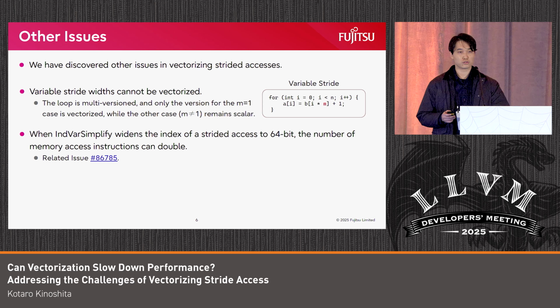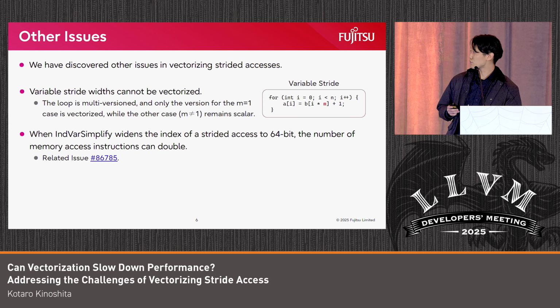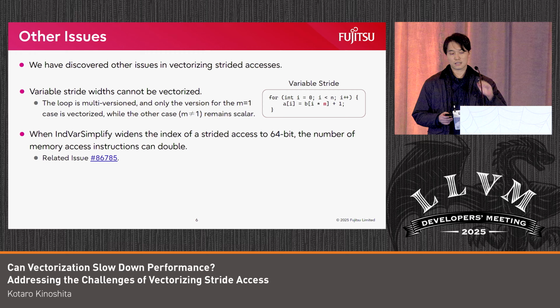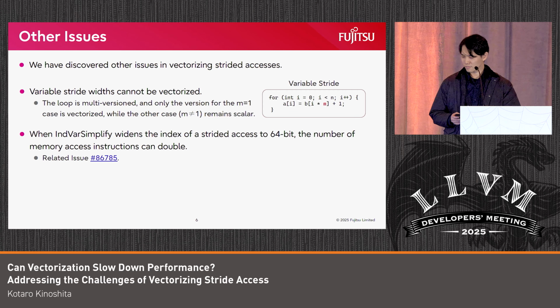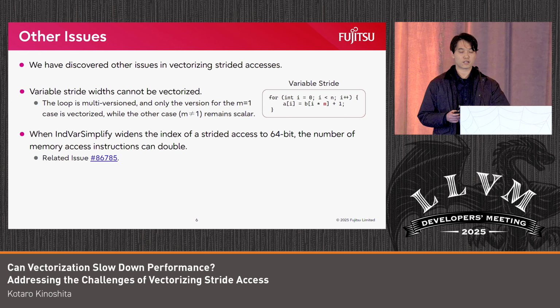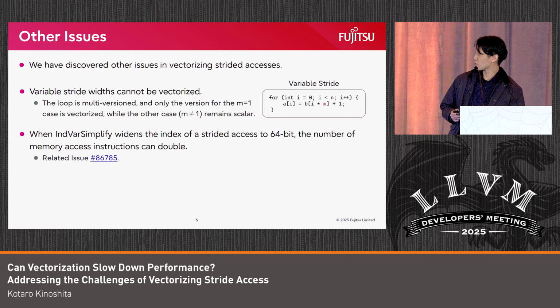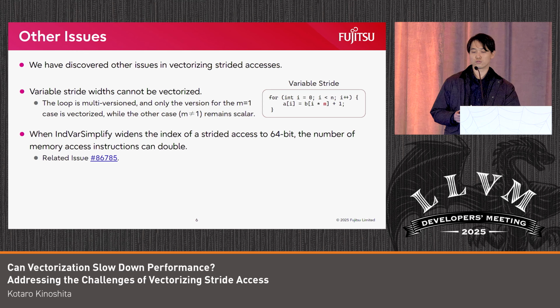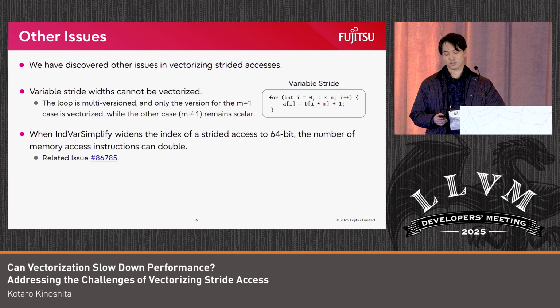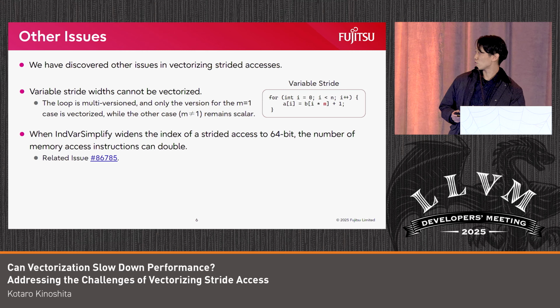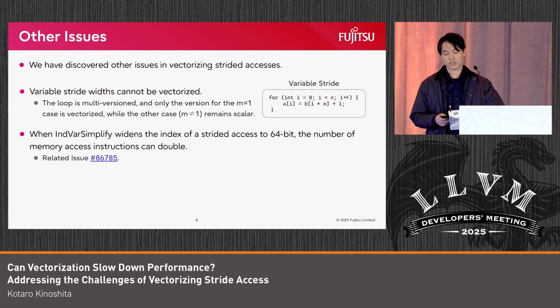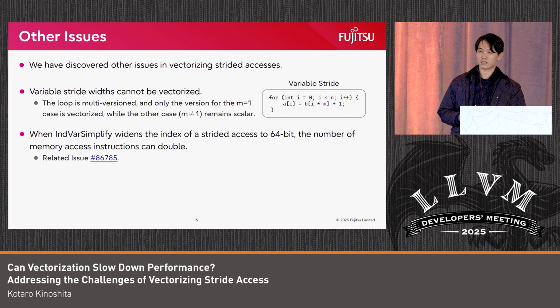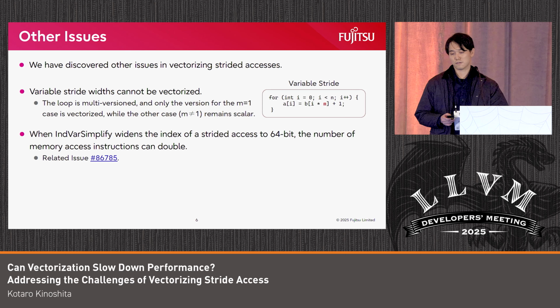Finally, I'd like to briefly touch on some other issues of vectorizing strided axis. First one is that loops with a variable stride width are not being vectorized effectively. This is related to loop multi-versioning. Only the version where stride is 1 gets vectorized, while the other case remains scalar.